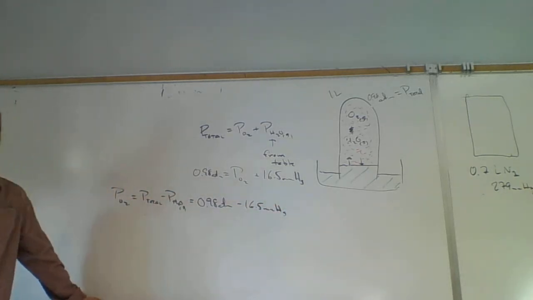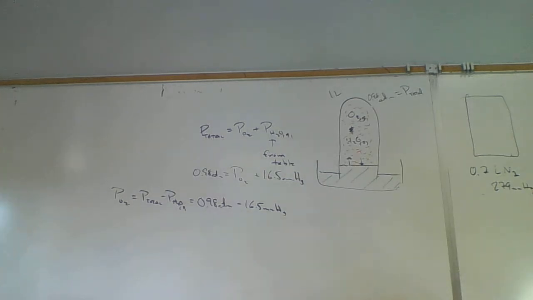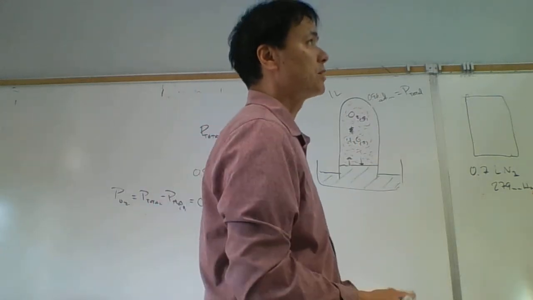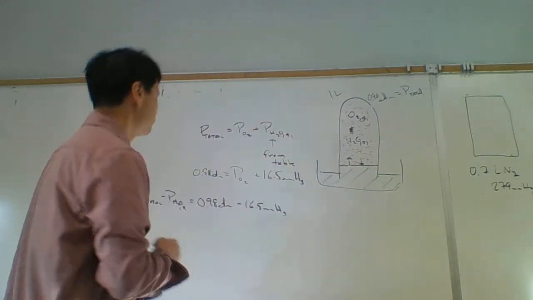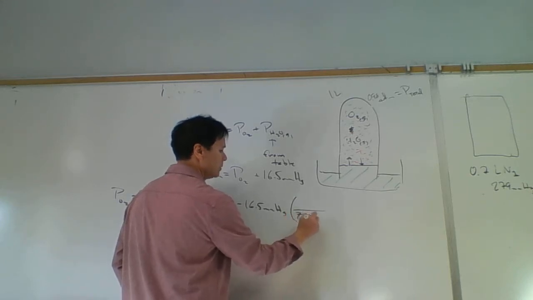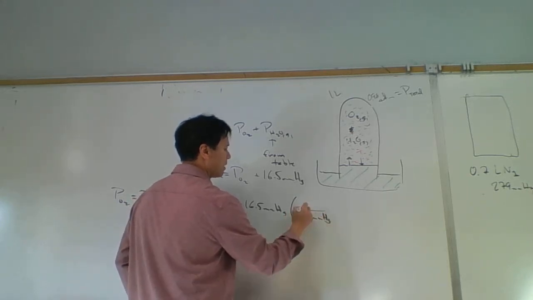So we have to convert one into the other. So which one should we convert? Let's take a look. Should we convert atmospheres to millimeters or millimeters to atmospheres? We should convert millimeters to atmospheres because they're asking for the partial pressure of oxygen in atmospheres. So if it's in atmospheres, then let's go ahead and do that over here. 760 millimeters of mercury per atmosphere.